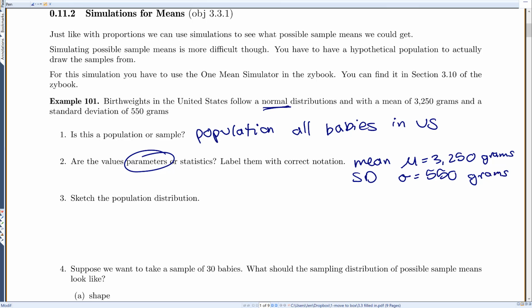Now, if I was to sketch the population distribution, this isn't something we've really been practicing, but it told me that it's normal, so I could draw a normal curve. I know it will be centered at my mean of 3,250. Sometimes we could draw it like this to show this is one standard deviation, so my SD is 550. Not that anything is to scale. It's just telling me here's my center, I kind of know how far spread apart it is, and it's a normal distribution.